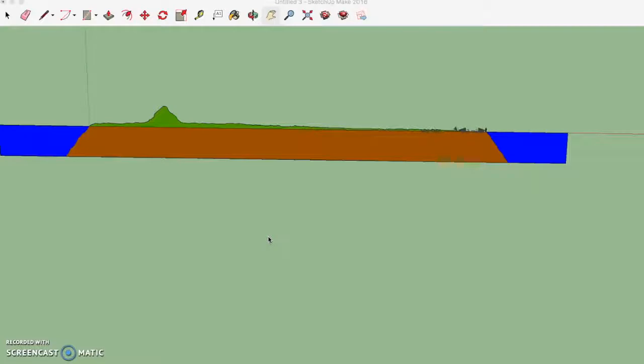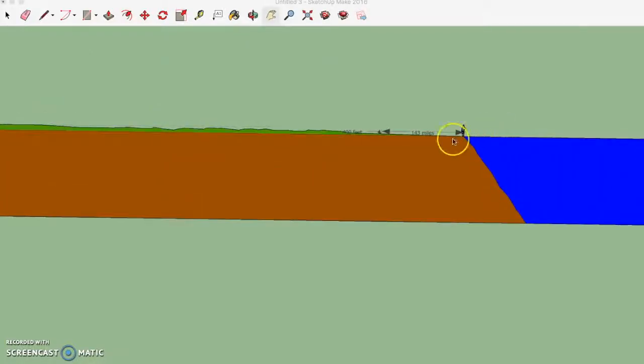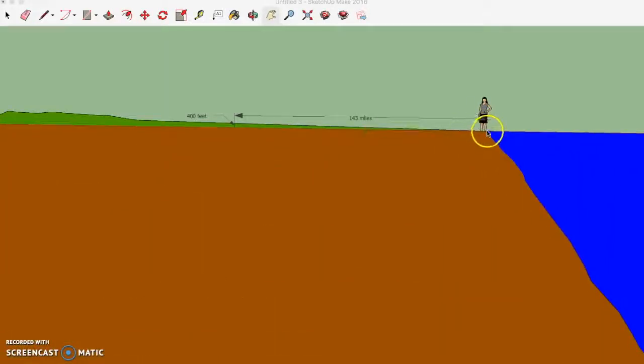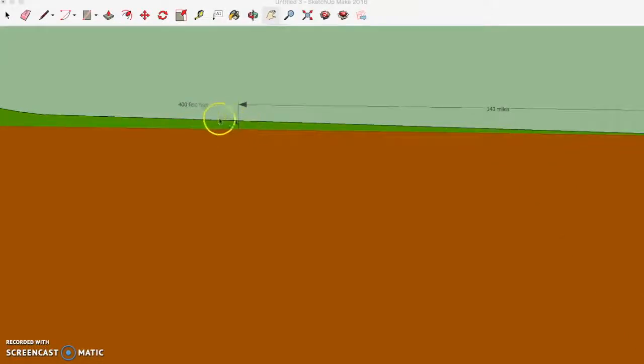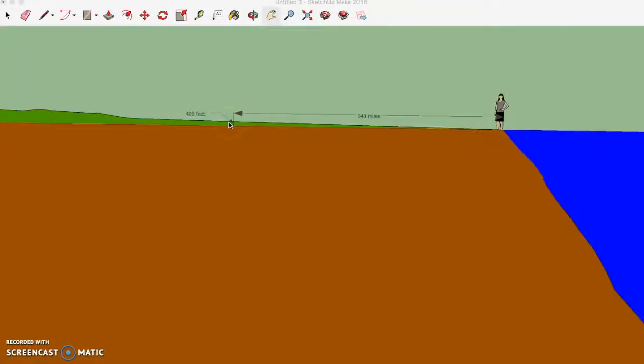So here's the way it really is. The oceans are completely flat all the way across the whole Earth. We have land masses that stick out of the water, and that's measured in feet above sea level. And so if we come over here to the coast, we've got our person standing by the river mouth where it would flow into the Gulf. My house is 143 miles away from the coast right there. The house is 400 feet above sea level.